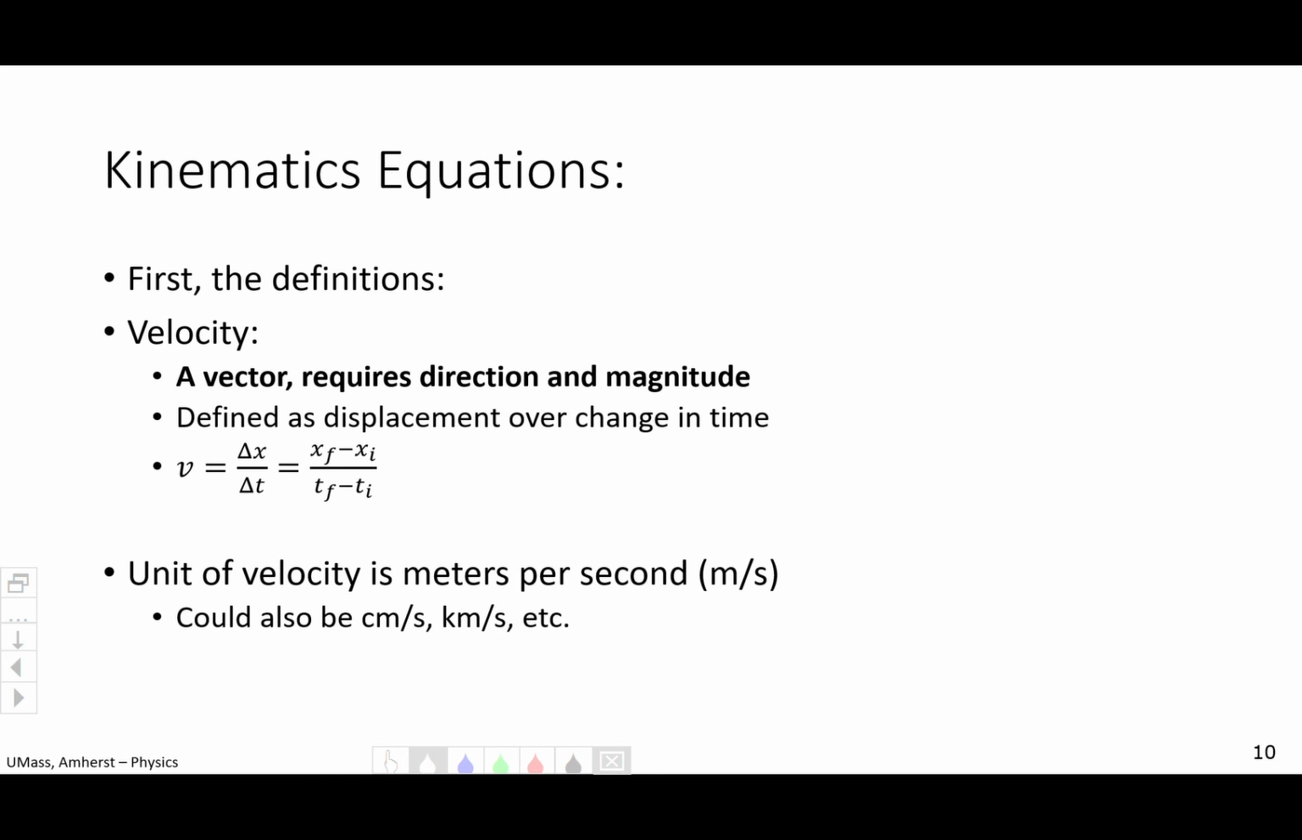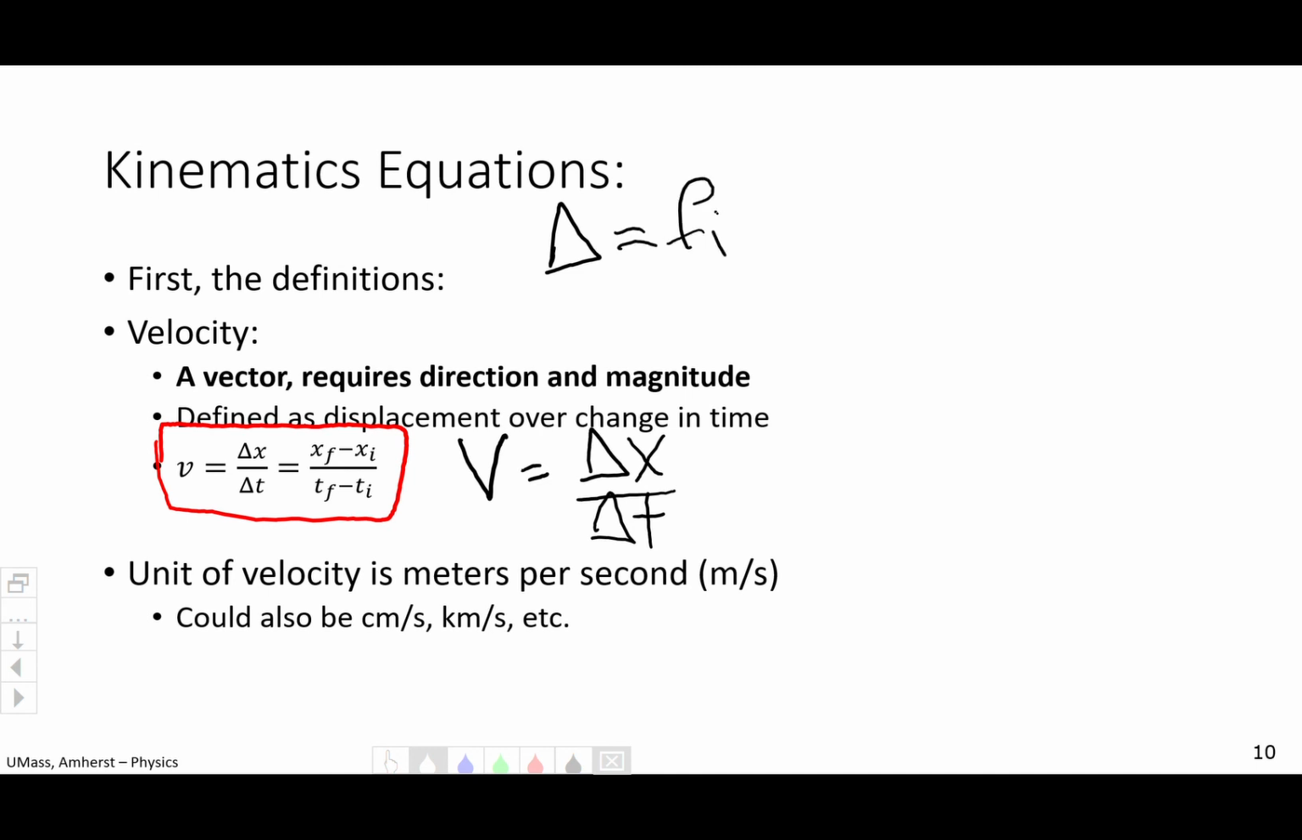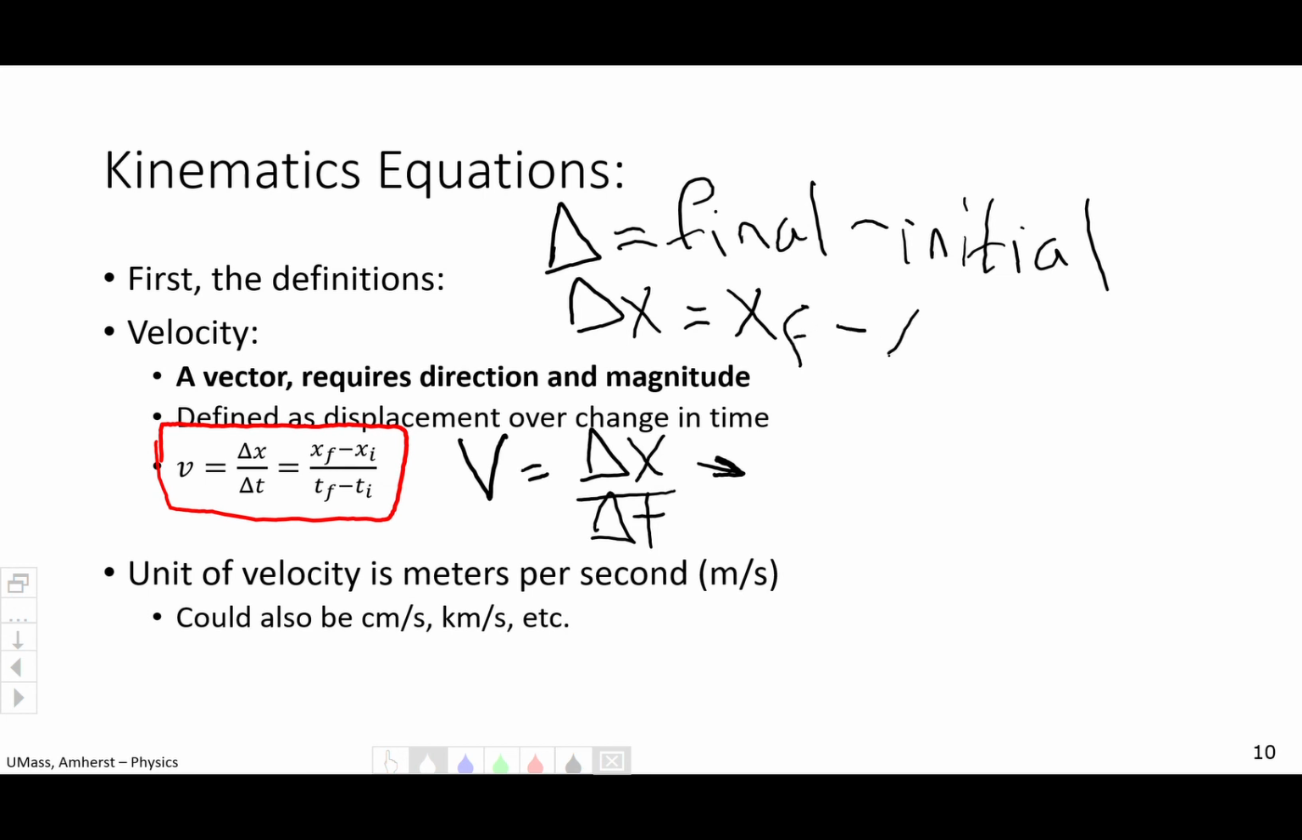All right. So let's look at our formula here, and let's see if we can make heads or tails of it, make sure we're all on the same page. So hopefully this is not foreign to you, but if it is, let's talk about it. So if v is delta x over delta t, we know that delta is final minus initial. So that means that delta x is x final minus x initial.